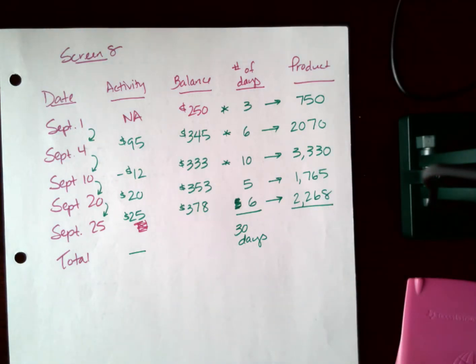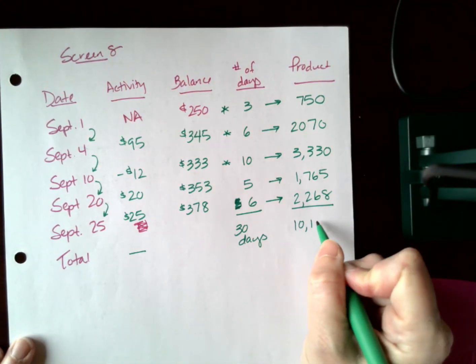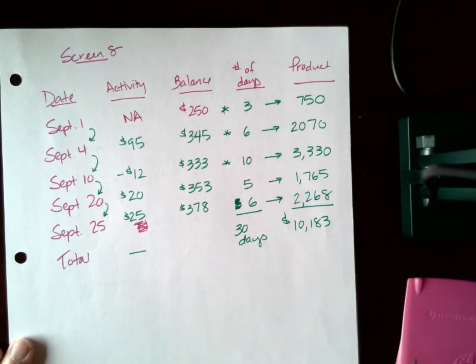I've forgotten what that is, so I'm going to do that at the same time. 750 plus 2070 plus 3330 plus 1765 plus 2268. I get 10,183.